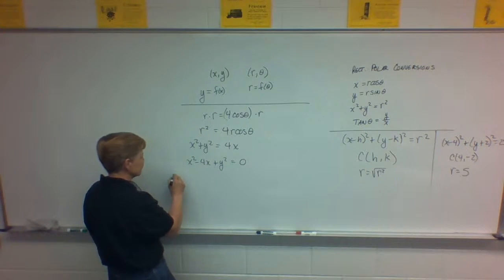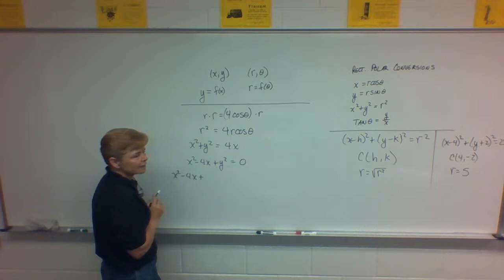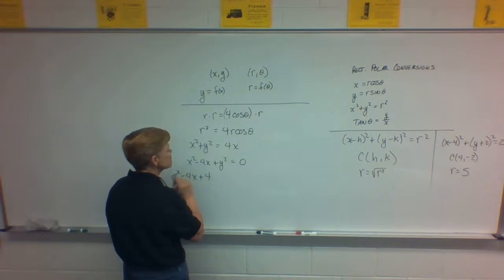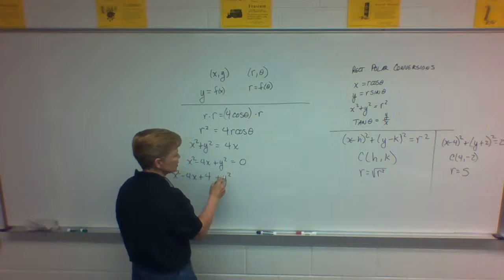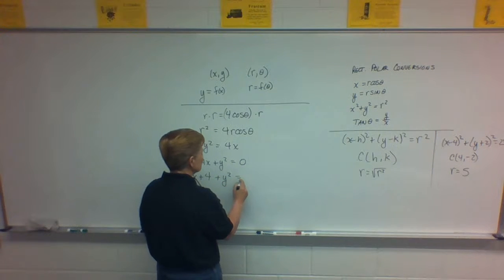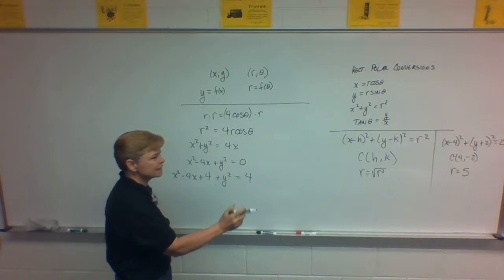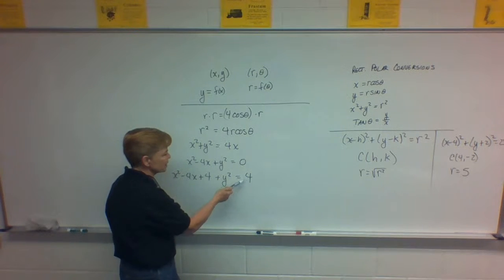But this one is x squared minus 4x plus what? 4. Thank you. Plus y squared. The reason I don't need to complete the square on this is because there's no y term. There's nothing to complete it on. Equals 4, because if you arbitrarily add 4 to complete the square here, you have to add it to the other side to keep it balanced.